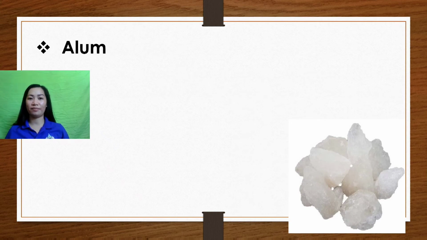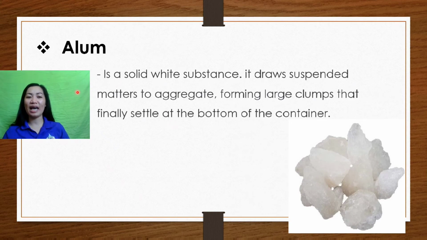We have alum. When we say alum, it's a white solid crystal and it causes suspended particles to aggregate, forming large clumps that finally settle at the bottom of the container. When you put this in the water, the particles will form clumps and go to the bottom of the container. And of course, the water will be clearer and brighter. So that's the purpose of alum.